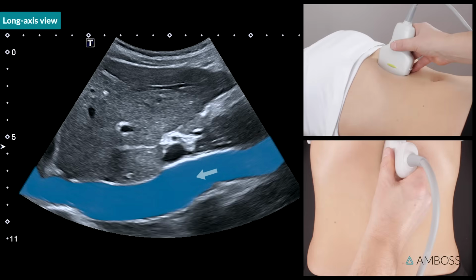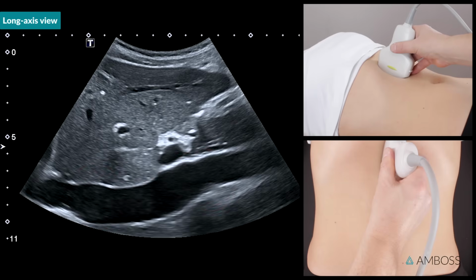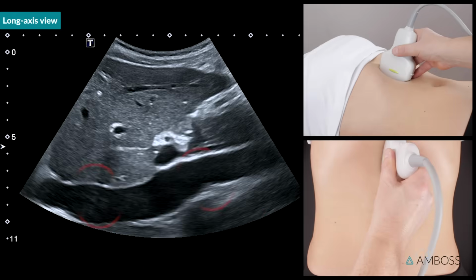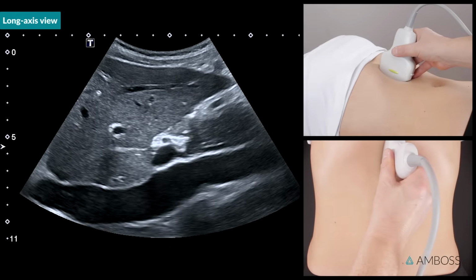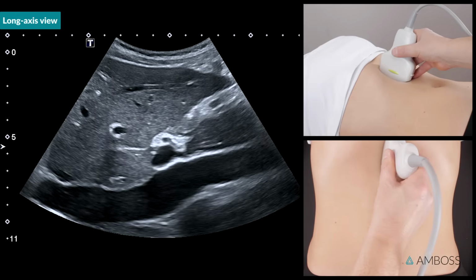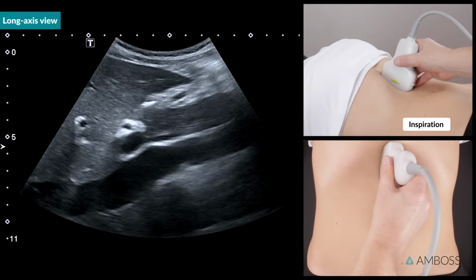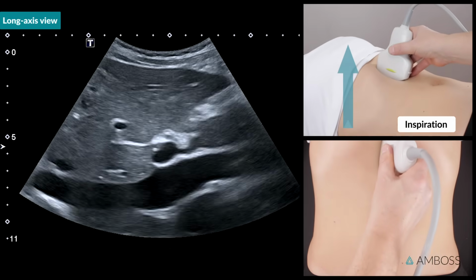The arrows illustrate the direction of blood flow from caudal to cranial. You can sometimes see subtle cardiac cycle-related pulsation of the IVC. You should also be able to see respiratory variation in the IVC's diameter, which normally partially collapses in inspiration.